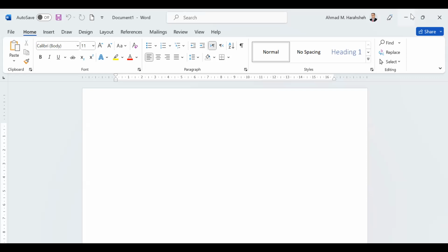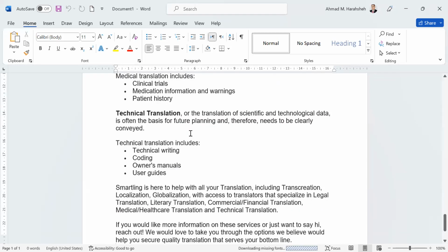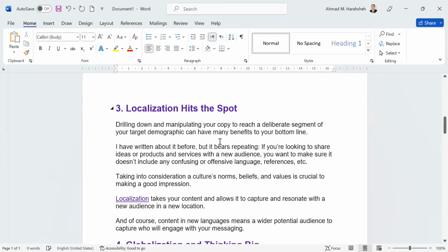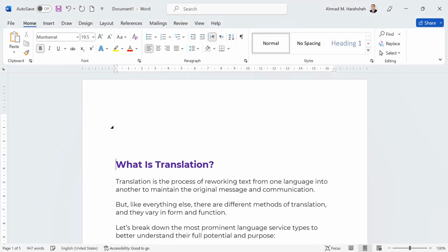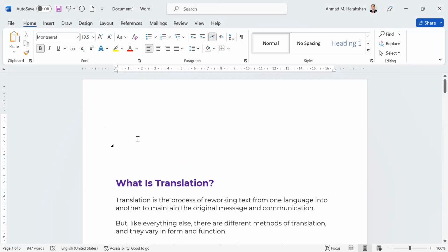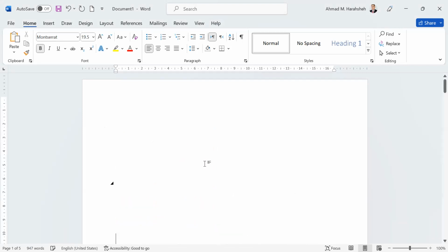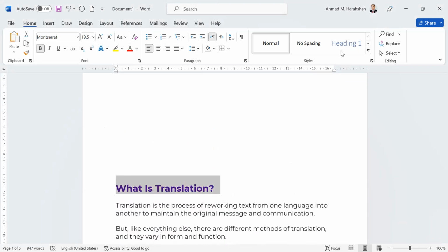Now, how to introduce... Imagine this is a text. Imagine this is your thesis, right? And now we would like to introduce the table of contents. Before starting to do this, you have to do the following. Now, this is a title. Look at this title. You should make it heading 1.